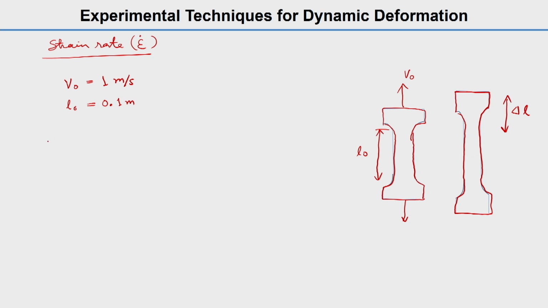So now we need to calculate epsilon dot, the strain rate. We use strain rate, by the way, not the velocity of deformation V naught. So we do not use that, we use the term strain rate. And what is strain rate? It is the rate of change of strain with respect to time. So its unit is second inverse.